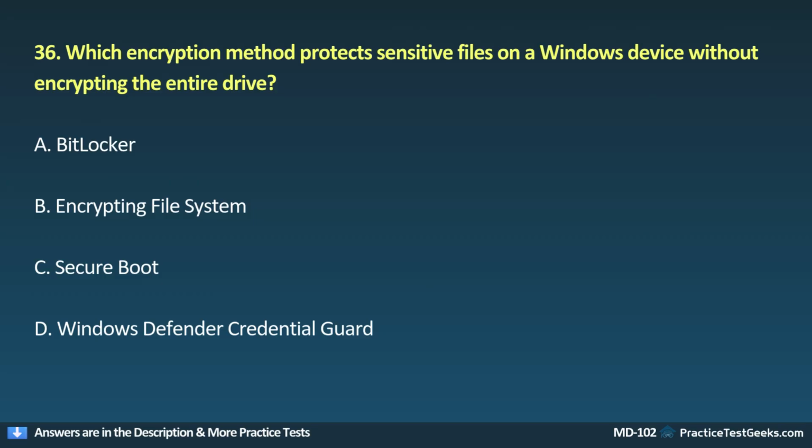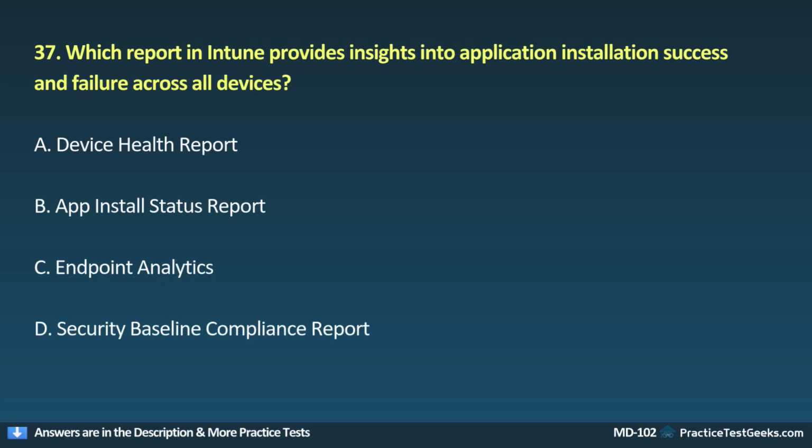36. Which encryption method protects sensitive files on a Windows device without encrypting the entire drive? A. BitLocker. B. Encrypting file system. C. Secure boot. D. Windows Defender Credential Guard.